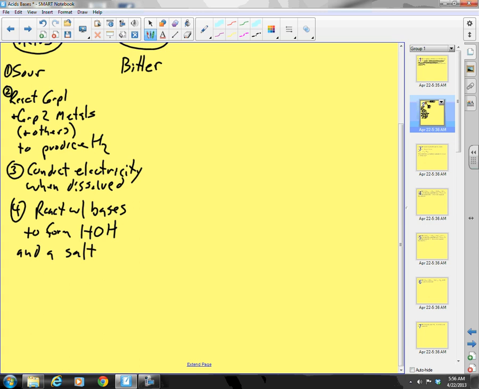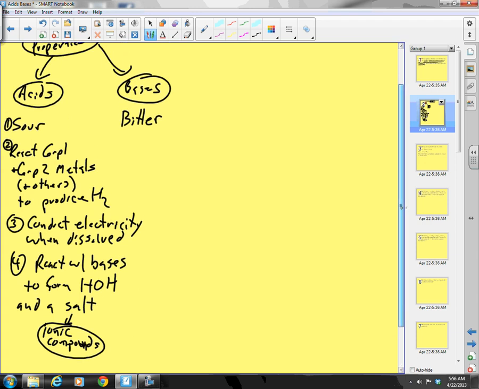We think of sodium chloride as salt because that's what we call it at home, table salt. But really, a salt is any ionic compound formed from this kind of reaction, right? So I like to think of salts just as ionic compounds. So that means acids react with bases to form water and an ionic compound. In contrast to acids, we have our bases.